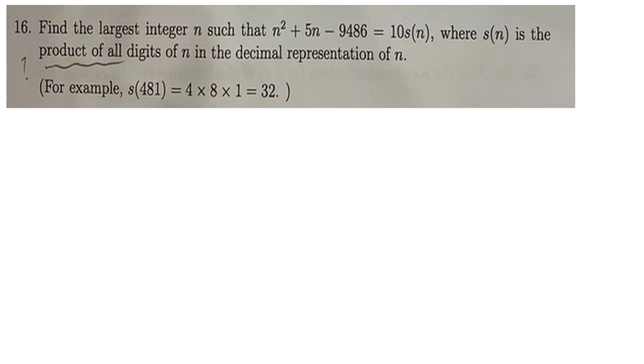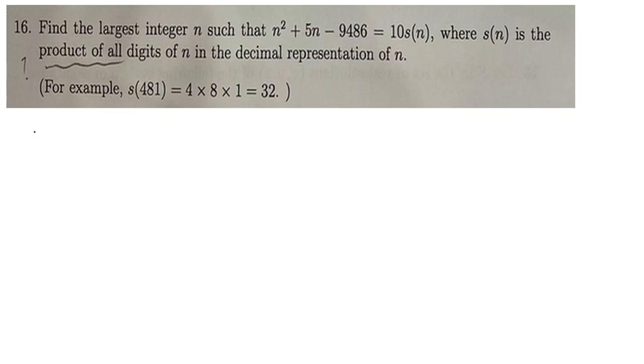Problem number 16. Find the largest integer n such that n squared plus 5n minus 9486 equals 10 times S of n, where S of n is the product of all digits of n in the decimal representation of n. For example, S of this is this.